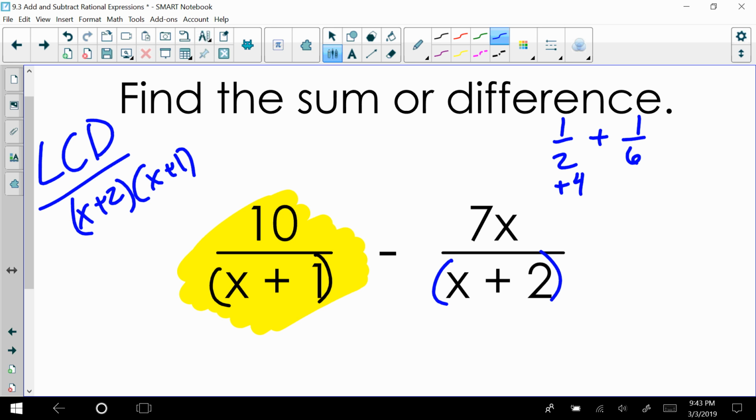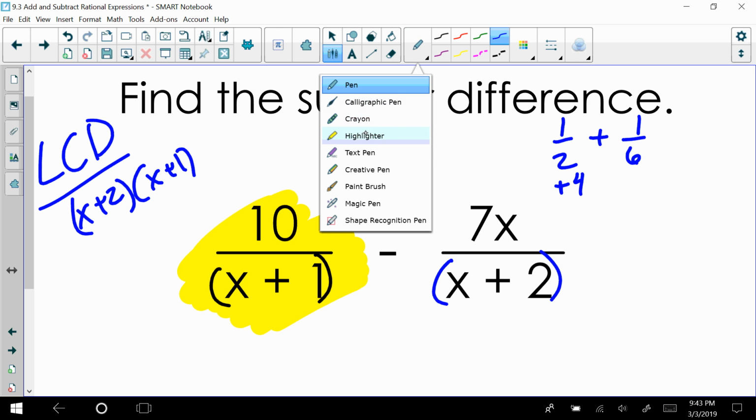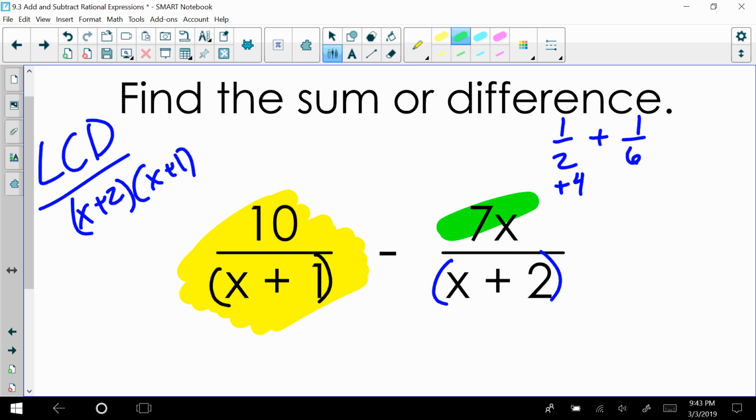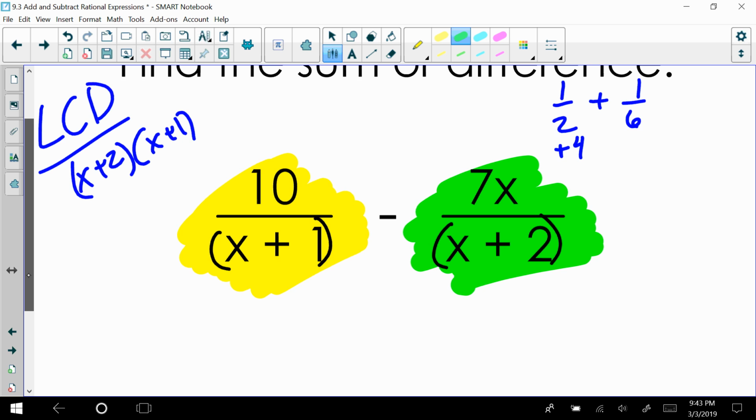Well, alright, does that take care of my other side? Let's look. Here, this green, it has x plus 2, great, x plus 2 over here. It's missing an x plus 1. If I were to put it right there, oh, then it would match. Okay, well then what will both have?